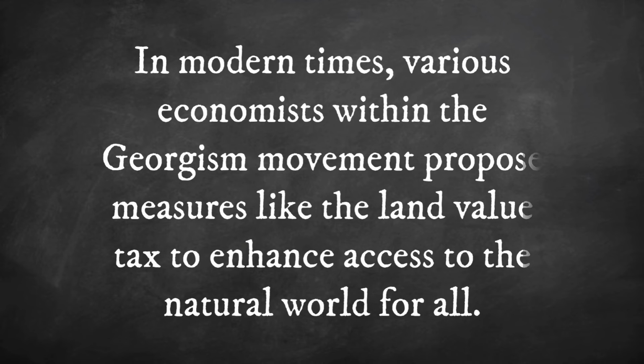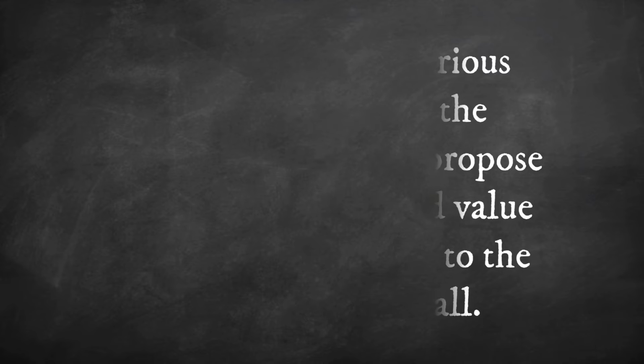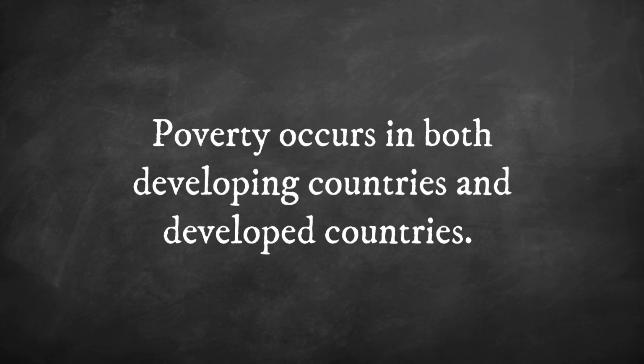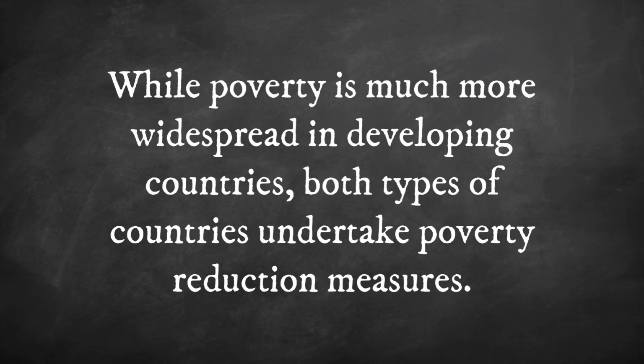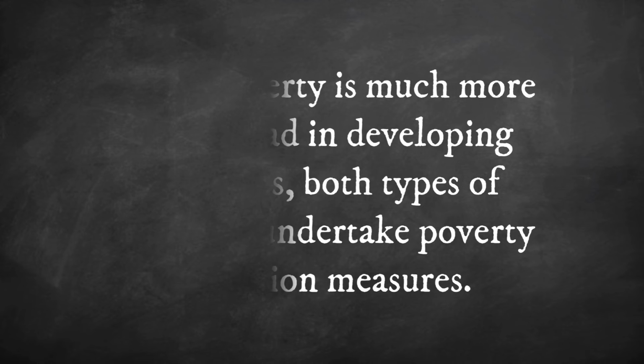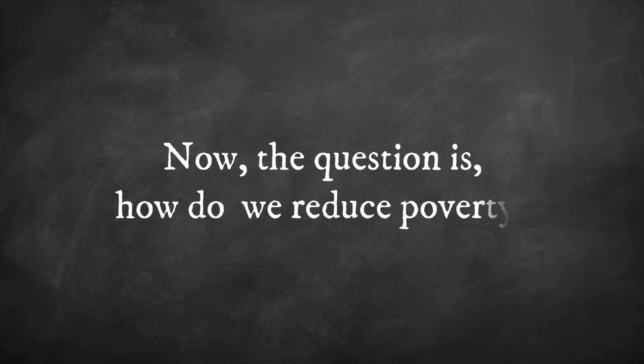In modern times, various economists within George's movement propose measures like the land value tax to enhance access to the natural world for all. Poverty occurs in both developing countries and developed countries. While poverty is much more widespread in developing countries, both types of countries undertake poverty reduction measures. Now, the question is, how do we reduce poverty?